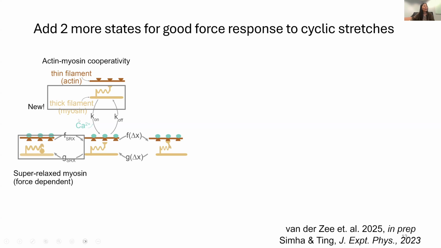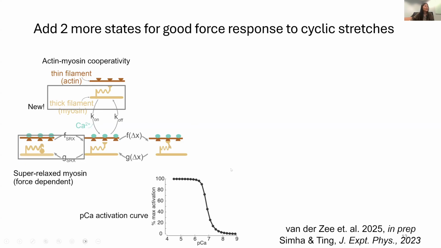And this is how we control our muscle model in the computational simulations. And this is how much force is produced when you change the concentration of the calcium in the muscle filament in the model.